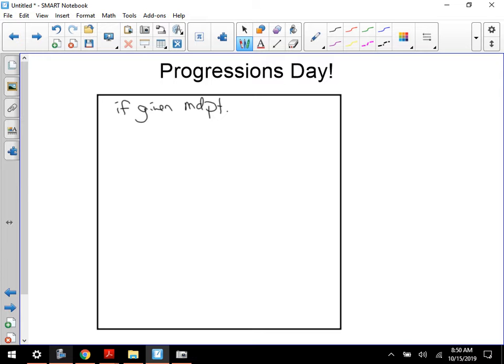Well, a midpoint creates two congruent segments. So I would state segment congruent to segment, and my reason, definition of a midpoint.